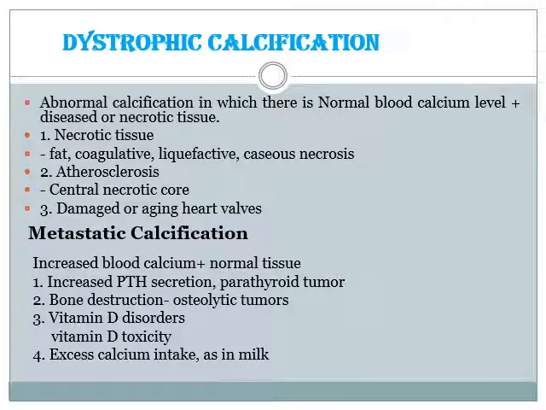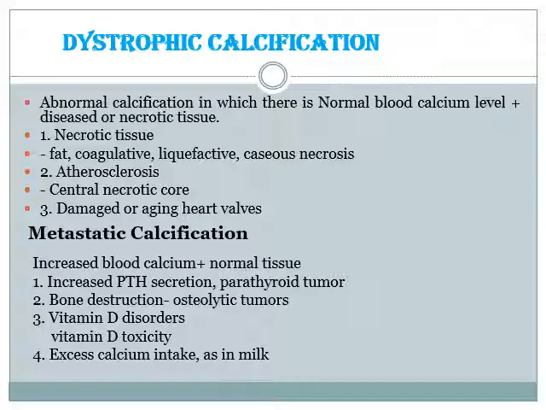Dystrophic calcification. Abnormal calcification in which there is a normal blood calcium level plus diseased or necrotic tissue like fat, coagulative, liquefactive and caseous necrosis. Arteriosclerosis and damaged aging heart valves also cause dystrophic calcification.